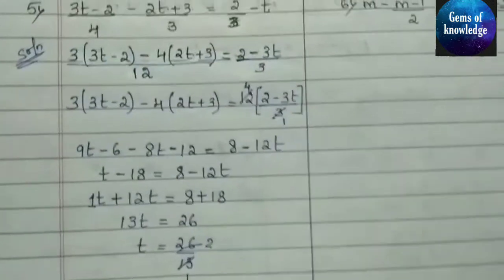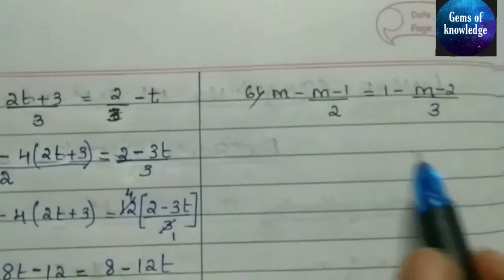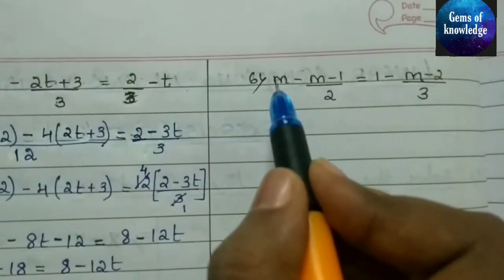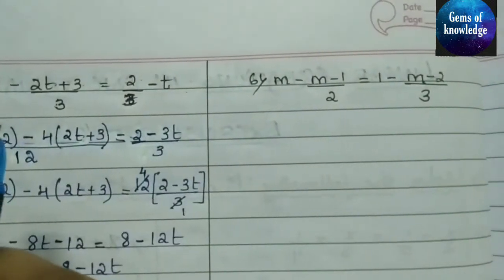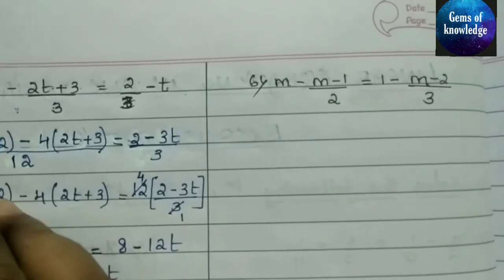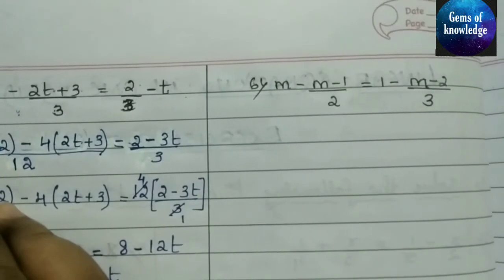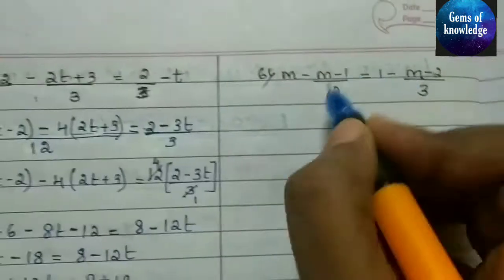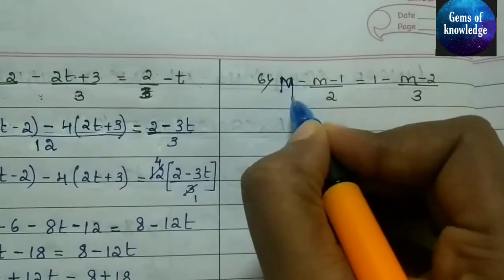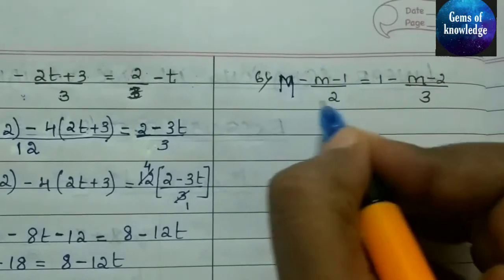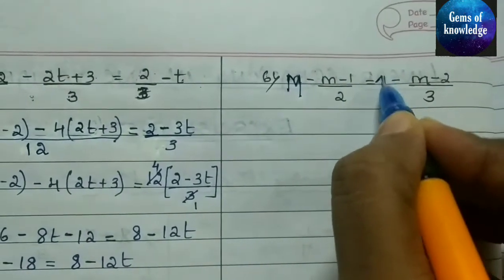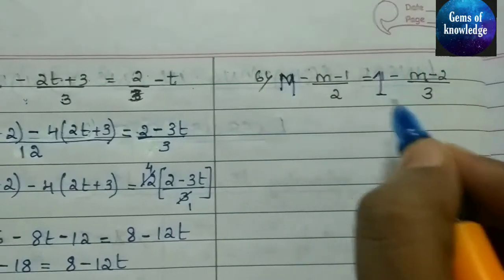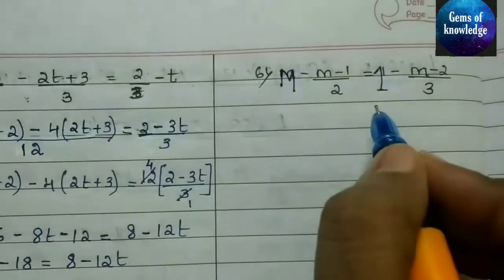Okay, moving to the next question here. You can see the next question here. This is a bit complicated question. So here they have given m minus 1 by 2, which is equal to 1 minus m minus 2 by 3. So this m is like this minus this whole term, which is equal to this 1 is like this minus m minus 2 by 3. So this is written like in this format in your textbook.